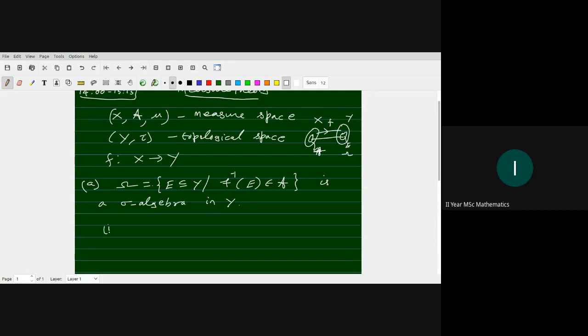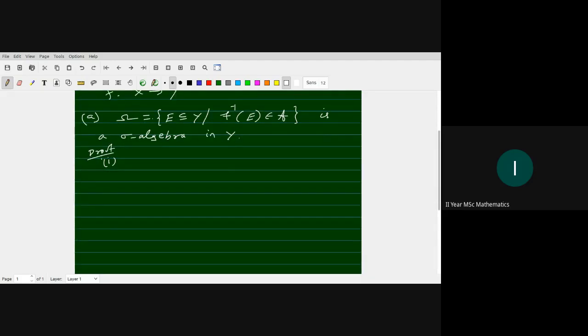So first, to prove the class of sets is a sigma algebra, first to prove that the whole set belongs to it: we know that f inverse of Y is the whole set X. It belongs to the sigma algebra because A is a sigma algebra, so Y belongs to omega by the definition.